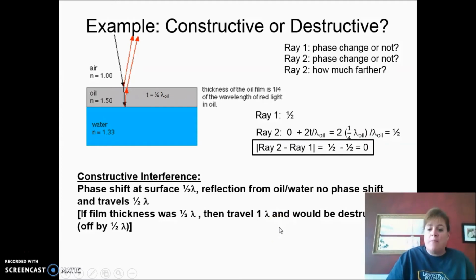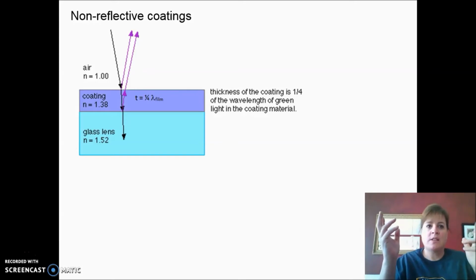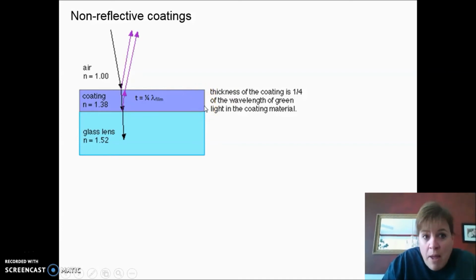All right, let's try another one. If you buy glasses that have anti-reflective coatings, what they've done is they've applied a thin coating. The refractive index of that coating is 1.38 on top of your glasses. So glass refractive index, in this case, is 1.52. And the thickness of the coating is important, right? If it's 1/4 the wavelength in film, hopefully when we do our math, we're going to end up with a difference between ray 2 and ray 1 to be some multiple of a half. All right, let's do this.